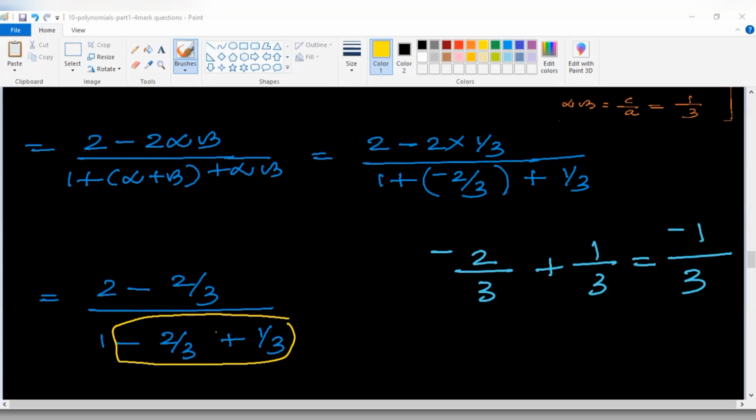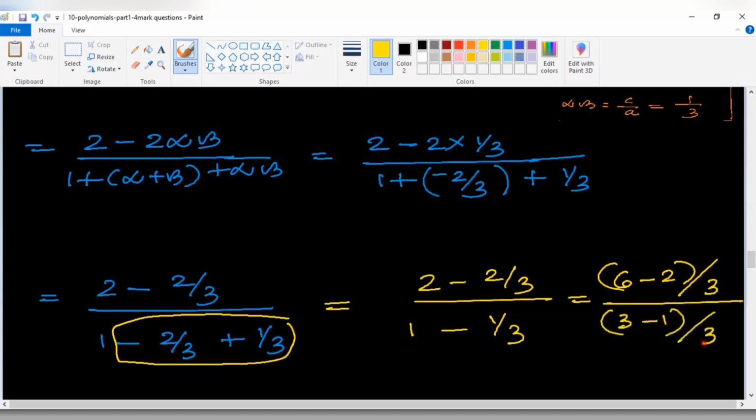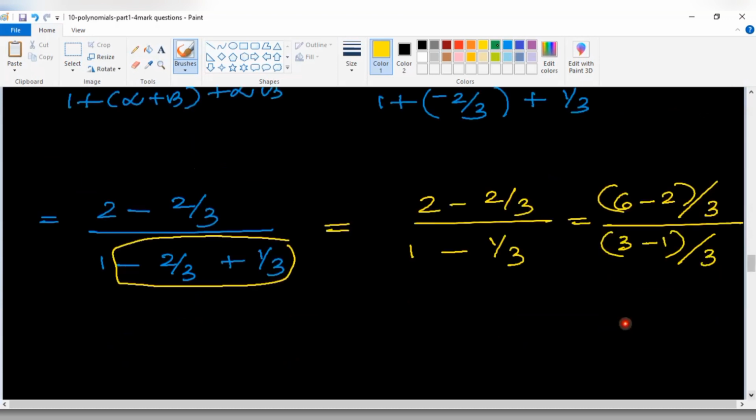So we can write it as 2 minus 2 by 3, divided by 1 minus 1 by 3. Now let us do cross multiplication. 3 into 2, 6, minus 2, divided by 3, divided by 3 into 1, 3, minus 1, divided by 3. On both parts we have by 3, we can cut them. 6 minus 2 is 4 and 3 minus 1 is 2. So what we got is 2. What is this? Actually, the sum of the zeros of the required polynomial is 2.